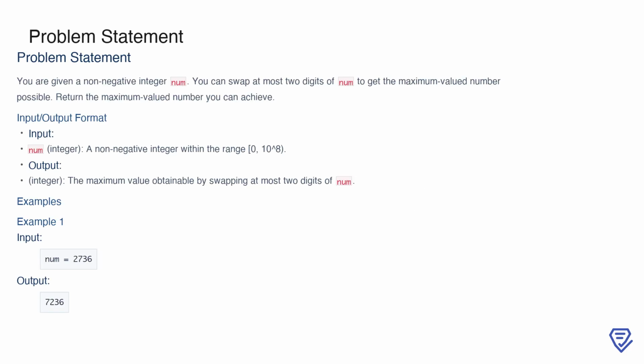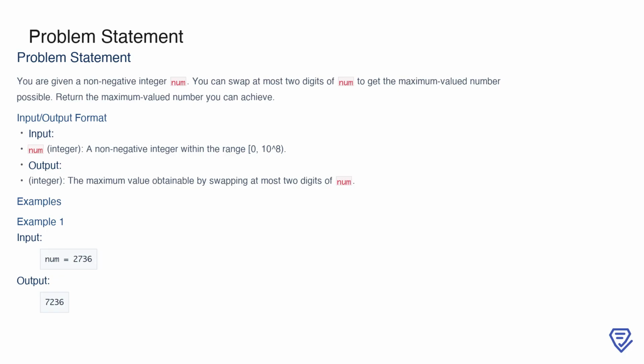The problem we're tackling is to maximize the value of a non-negative integer by swapping at most two of its digits. Essentially, the goal is to find the largest possible number you can create by reordering two digits, if necessary. For input, we're given a non-negative integer called number, which falls within the range of 0 to just under 100 million. The output should be an integer representing the highest value that can be achieved after performing the swap.